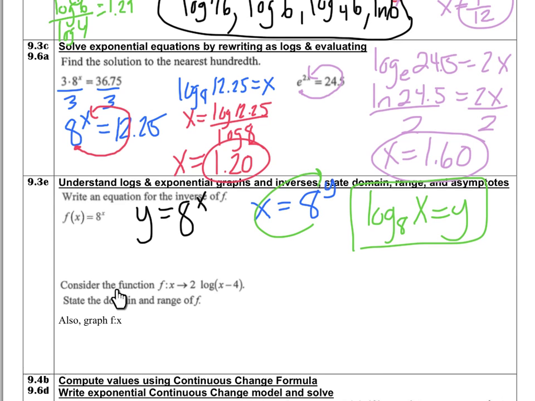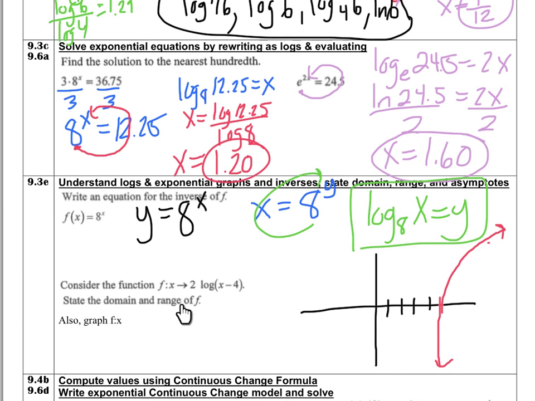This next one here wants us to consider the graph f of x equals 2 times the log of x minus 4, and just state the domain and range. And then also graph it. So let's put this in the graphing calculator and see what it looks like. And be careful, this is just y equals. This is just a different way of writing f of x. So when you graph it, here's the graph. So it's going to look like this right here.